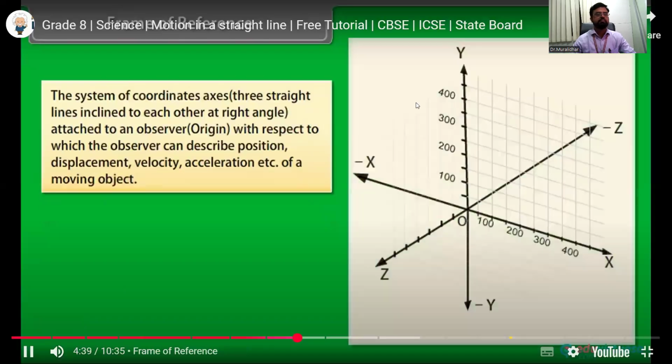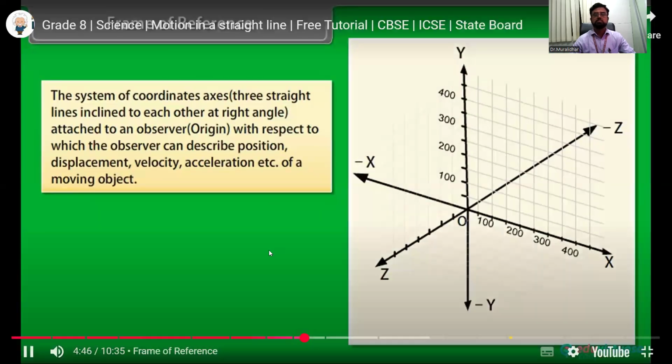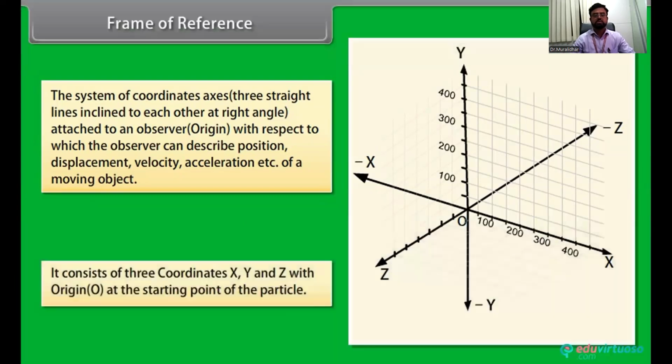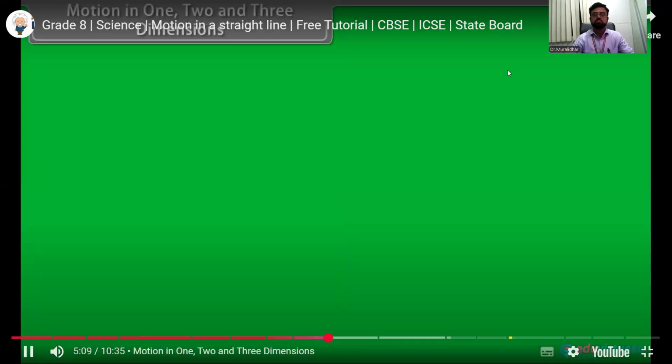Frame of reference. The system of coordinate axes X, Y, Z, three straight lines inclined to each other at right angles, attached to an observer, with respect to which the observer can describe position, displacement, velocity, acceleration, etc. of a moving object. It consists of three coordinates: X one dimension, Y two dimension, Z three dimension, with origin O at the starting point of the particle. Motion in 1, 2, and 3 dimensions.